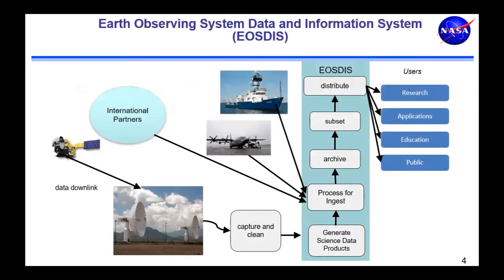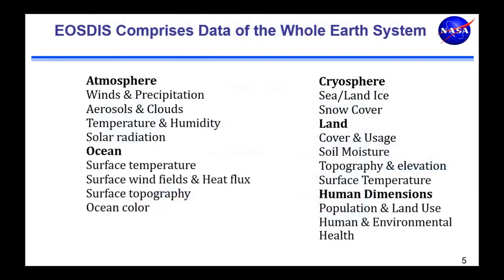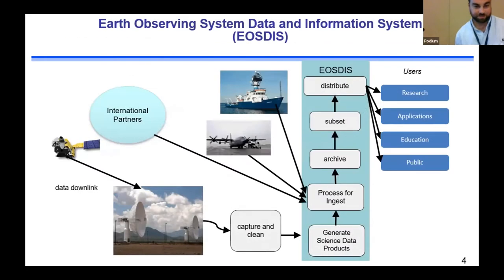So next slide. So what is EOSDIS? The Earth Observing System Data and Information System is a system that manages most of NASA's Earth science data. And data, there are many sources, aircraft, in field, and go back for a second. That was a mistake. I apologize. Okay.